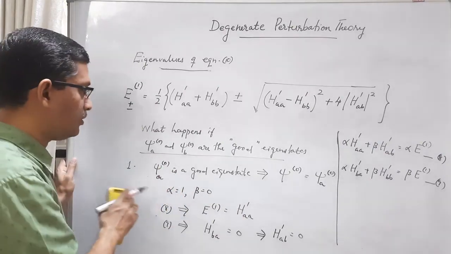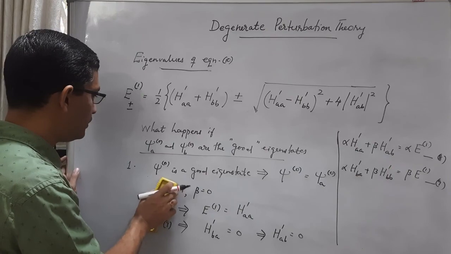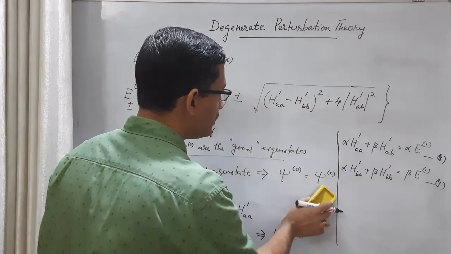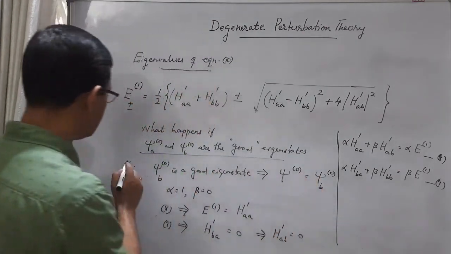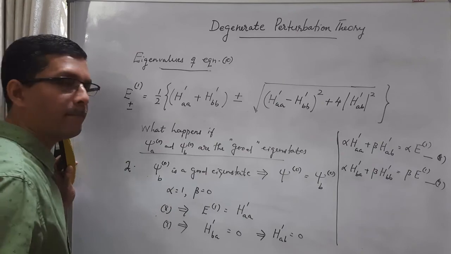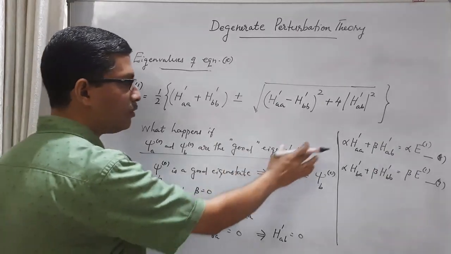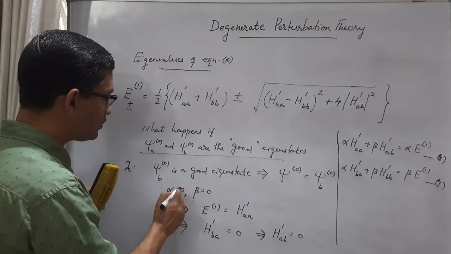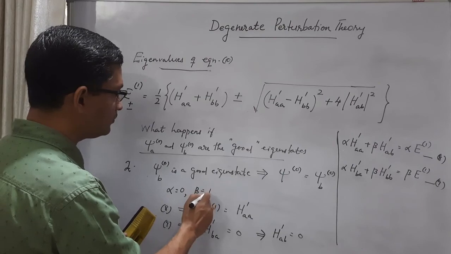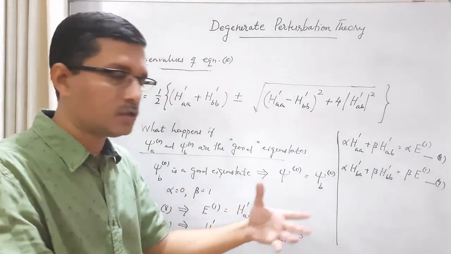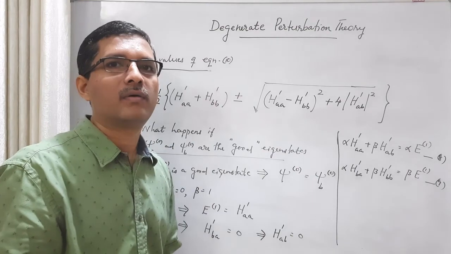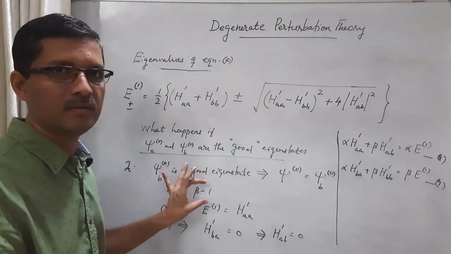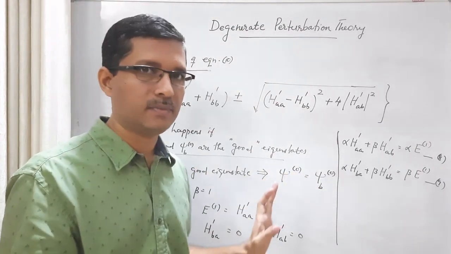Let us look at the second choice. Psi B0 is the good eigenstate, right? So if psi B0 is a good eigenstate, then psi 0 is nothing but psi B0. This is the second choice. Now if this is the case, then alpha is equal to 0 and beta is equal to 1. Okay, this is another choice for psi 0. Instead of taking the linear combination with general alpha and beta, psi 0 contains only psi b0.